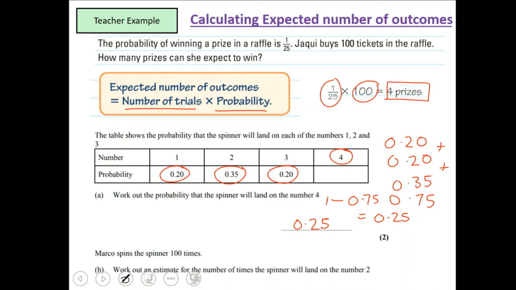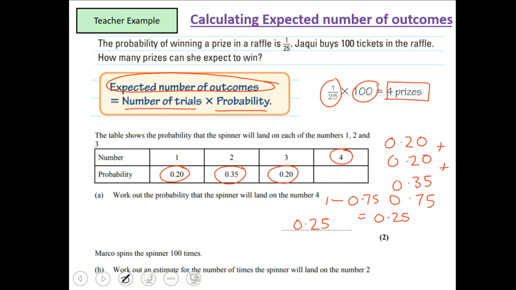Next part, it says Marco spins the spinner 100 times. Work out an estimate for the number of times the spinner will land on 2. Okay, so now when you get asked a question, estimate for the number of times, so that's expected number of outcomes that question is asking.